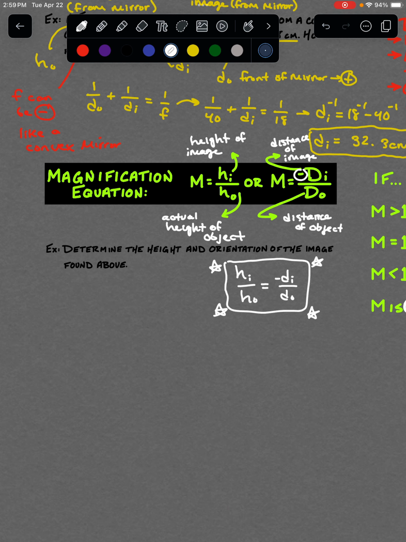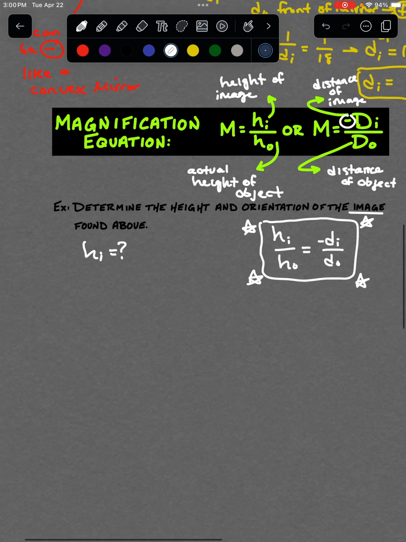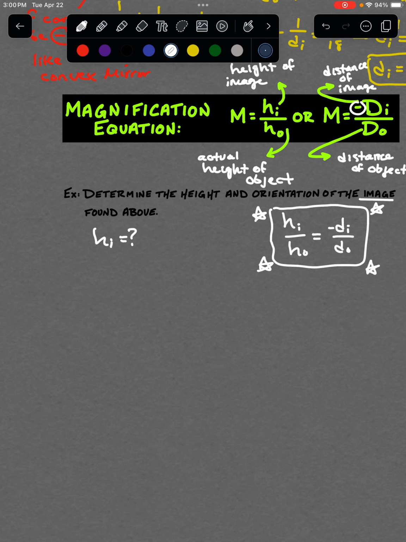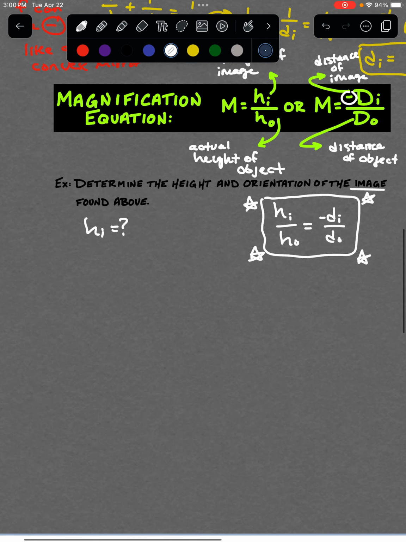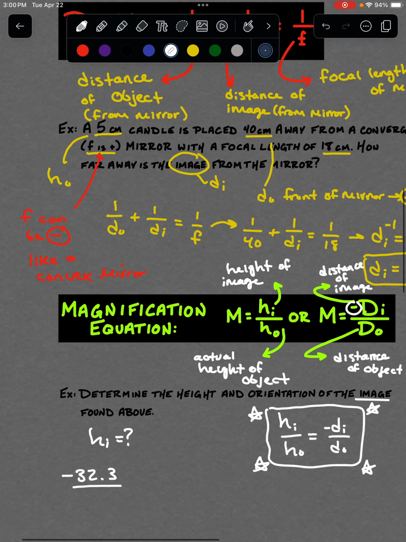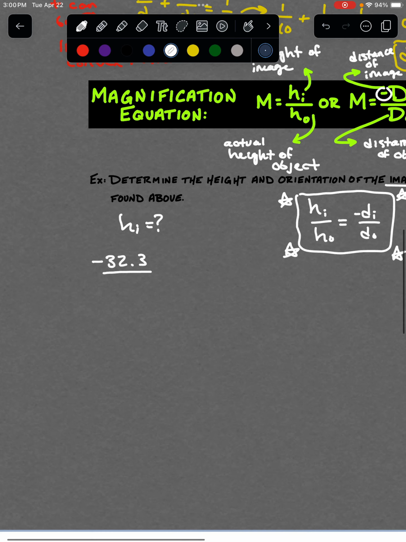For that same question from above, determine the height and orientation of the image. So I am looking for, sorry, not di, I'm looking for hi, the height of the image. It didn't give us the magnification, so I can't use that. I have to use my equation where I combine them together. Hi ho, di do. So di we got from above was 32.3. So negative 32.3 divided by the distance of the object, which from above was 40 centimeters, so over 40 is going to equal hi ho.